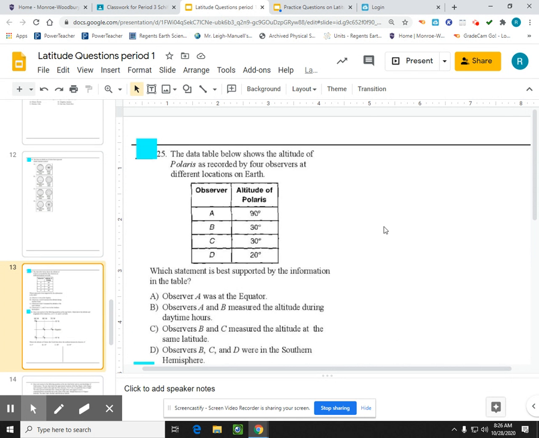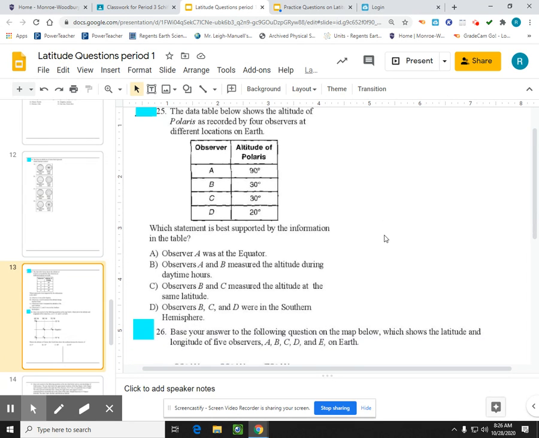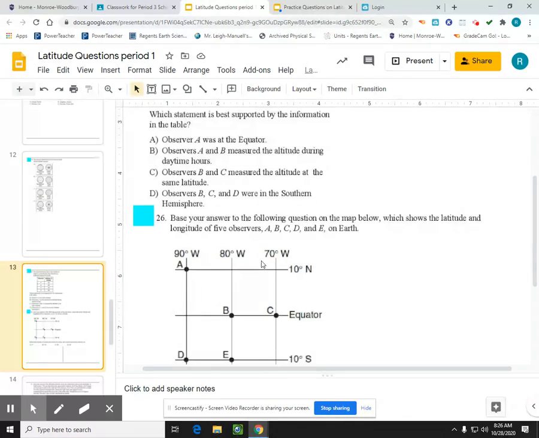The data table below shows the altitude of Polaris as recorded by 4 observers at Earth's different locations. Which statement is best supported by the data table? What we see is B and C found the same altitude of Polaris, so B and C must measure the altitude at the same latitude. So letter C is correct for that.